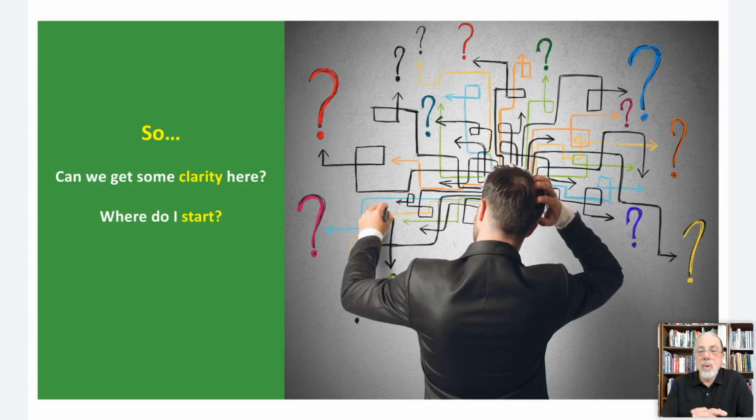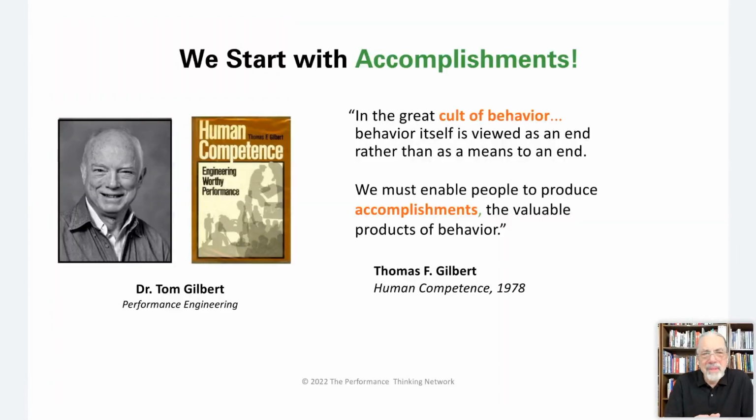But the question is, if we're going to try to fix this, we got to get some clarity. We got to be sure we know what we're analyzing, what we're looking at, the performance we're trying to improve, how we're going to do it. And so where do we start with that? That's in a certain way kind of the practical question. So we start with accomplishments. We start with Tom Gilbert.